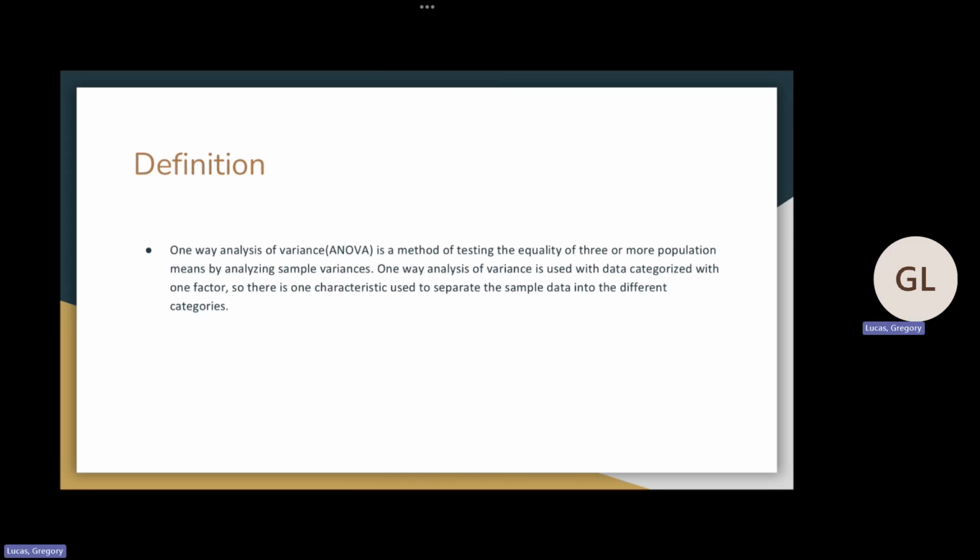So let's define it now. One-way analysis of variance, which we call ANOVA, is a method of testing the equality of 3 or more population means by analyzing sample variances. One-way analysis of variance is used with data categorized within one factor. So there's one characteristic used to separate the sample data into different categories.